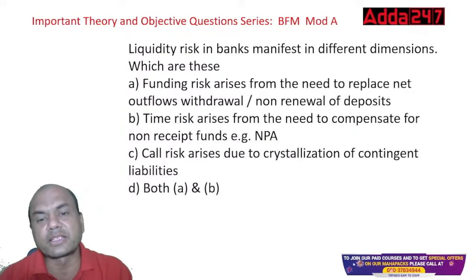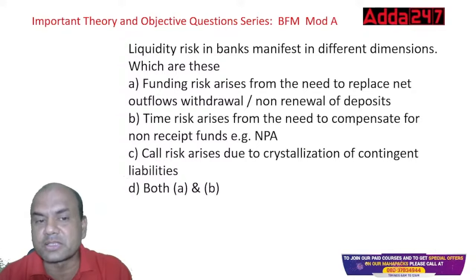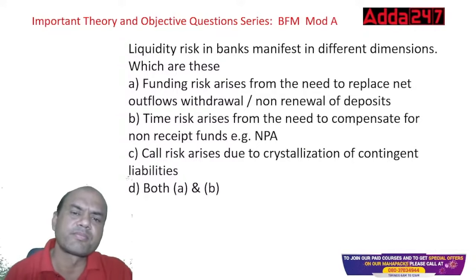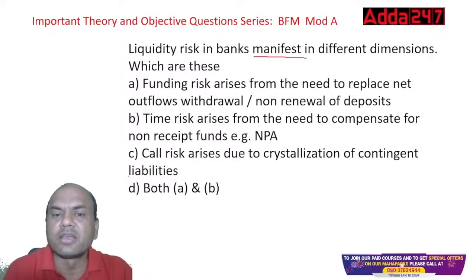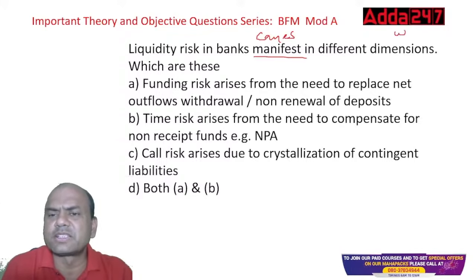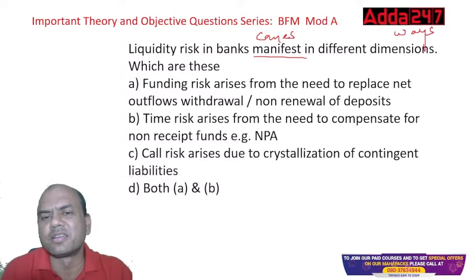Liquidity risk in banks manifests in different dimensions. Which are these? What do you mean by this? Manifest means comes. It comes in various ways. Dimensions means ways. Let's keep words simple, isn't it? So, liquidity risk in a bank comes in different ways.